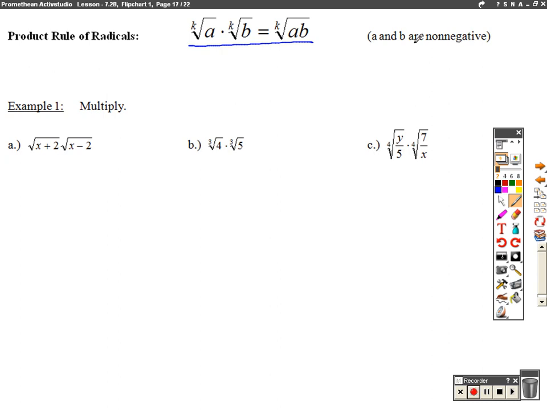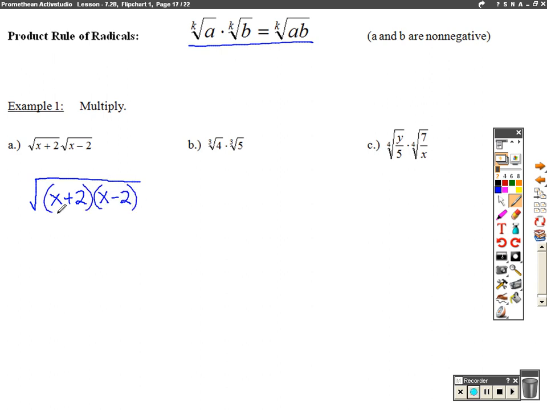When we get later in the chapter and we start working with imaginary numbers, then we'll show you what to do there. But for now, just make sure they're both non-negative and you can just multiply them. For instance, in example 1, I'm multiplying 2 radicals that both have an index of 2. Therefore, I can make it a single radical with an index of 2, so we call it a square root, and I just multiply the radicands.